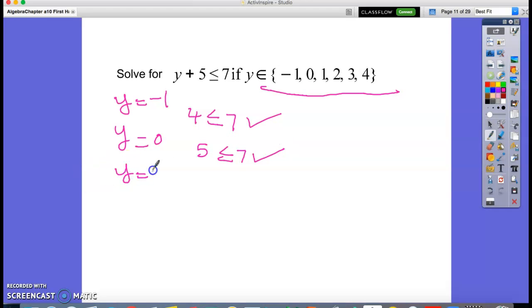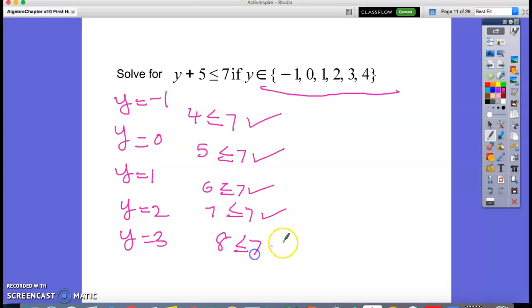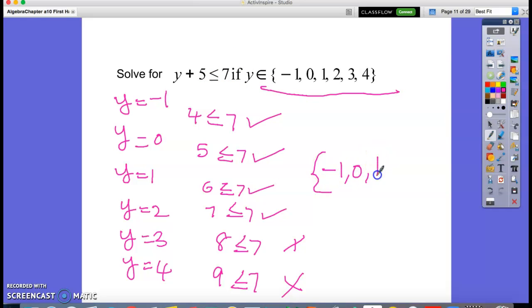Then y equals 1, what do I get? 6 less than or equal to 7, yes, that's correct. Then y equals 2, so 7 less than or equal to 7, yes, that's correct, right? Now y equals 3, so 8 less than or equal to 7, no, right? And y equals 4, what do I get? 9 less than or equal to 7, no, right? So the solution set for y is what? -1, 0, 1, 2. So 3 and 4 do not satisfy this inequality.